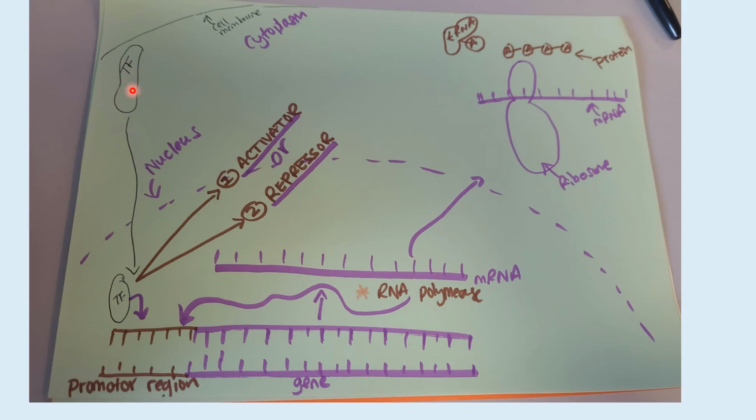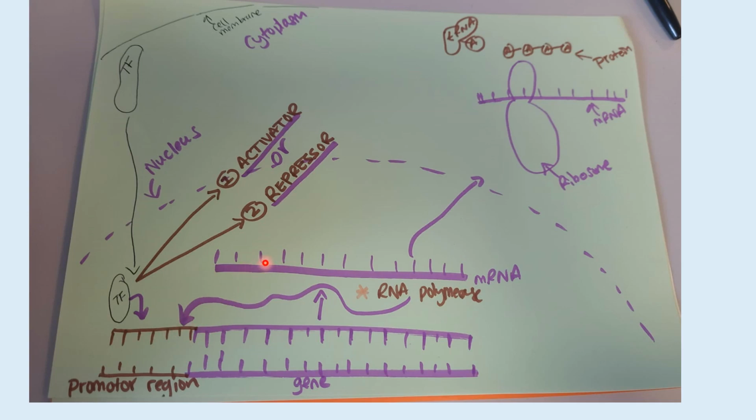A transcriptional factor in the cytoplasm leaves the cytoplasm and enters the nucleus. When it enters the nucleus, it binds to our promoter region, and it can be an activator, i.e. it encourages RNA polymerase to bind and initiates transcription, or it could be a repressor, where the transcriptional factor binds to the promoter region but then blocks the RNA polymerase from binding to the promoter region as well. So you don't have mRNA being made, so it stops transcription.